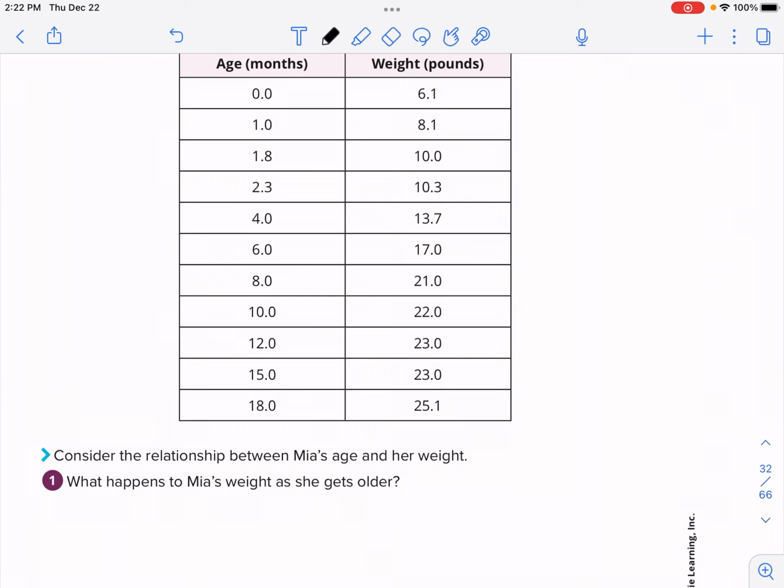Okay, so number 1, what happens to Mia's weight as she gets older? As all this progresses, she's getting older here. What's happening to the weight of Mia or this baby? Is it increasing or decreasing? Mia's weight, and it's kind of apparent here. We don't have to do any computation. The weight increases as she gets older. You wouldn't typically see a baby's weight decreasing.